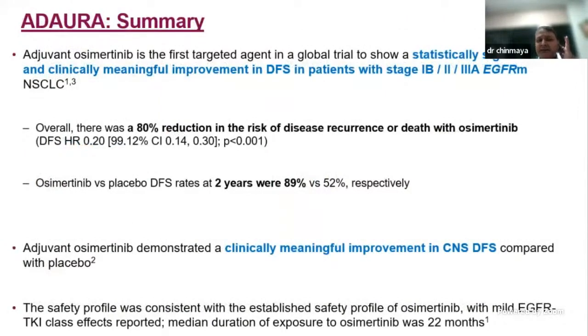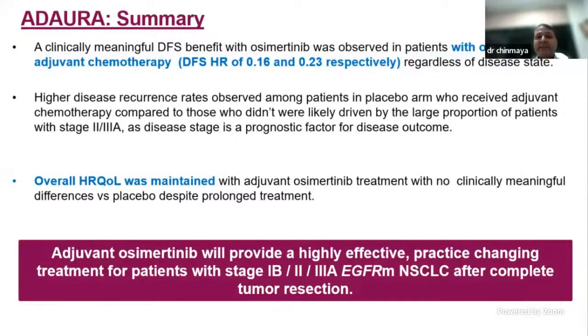To summarize, adjuvant osimertinib is the first targeted agent in a global trial to show a statistically significant and clinically meaningful improvement in DFS in stage 1B, 2, and 3. There is an overall 80% reduction in risk of recurrence or death with osimertinib. The osimertinib versus placebo DFS rates were 89 versus 52. Adjuvant osimertinib showed a clinically meaningful improvement in CNS DFS compared to placebo. I can say it's a 90% reduction, with a hazard ratio of 0.1, the lowest hazard ratio. The toxicity profile is consistent with what is established in the metastatic setting. The clinically meaningful DFS benefit with osimertinib was observed in patients with or without adjuvant chemotherapy, regardless of stage. And higher disease recurrence was observed in patients in the placebo arm who received adjuvant chemotherapy compared to those who did not.